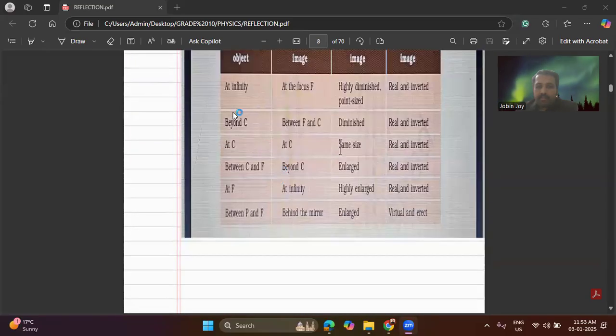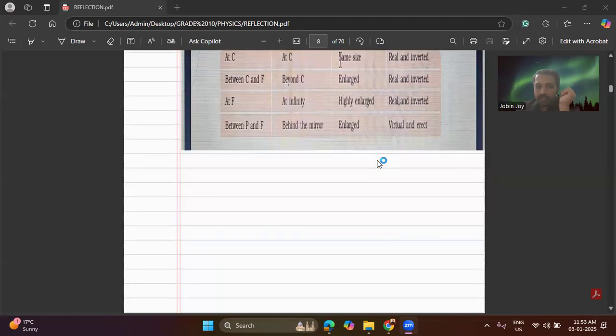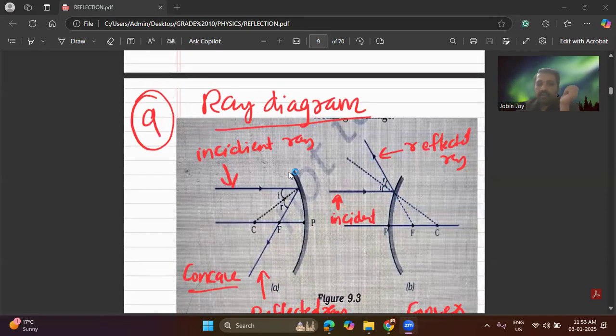Then, based on the position of the object, the characteristics of the image, what about the size of the image, the nature of the image, the position of the image. Sometimes the image will be enlarged. Sometimes the image will be diminished. Sometimes the image will be at the same size of the object based on the position of the object. We will discuss that. Then another important topic is called a ray diagram.